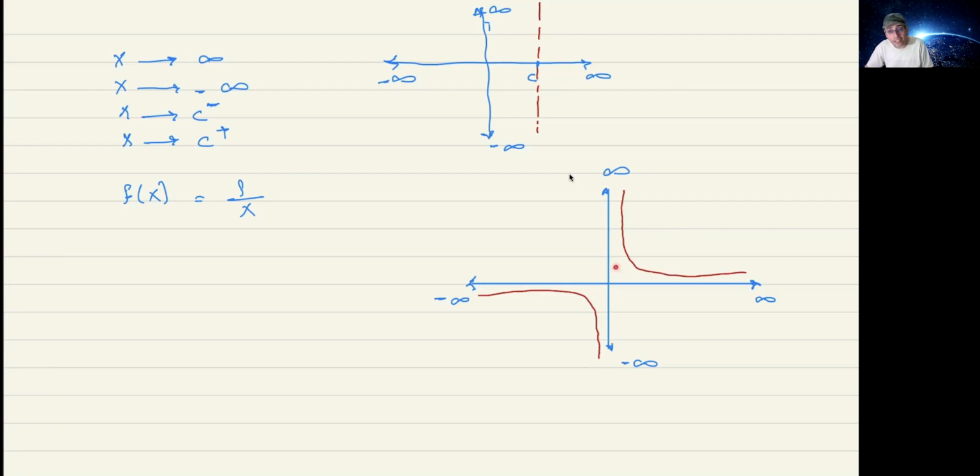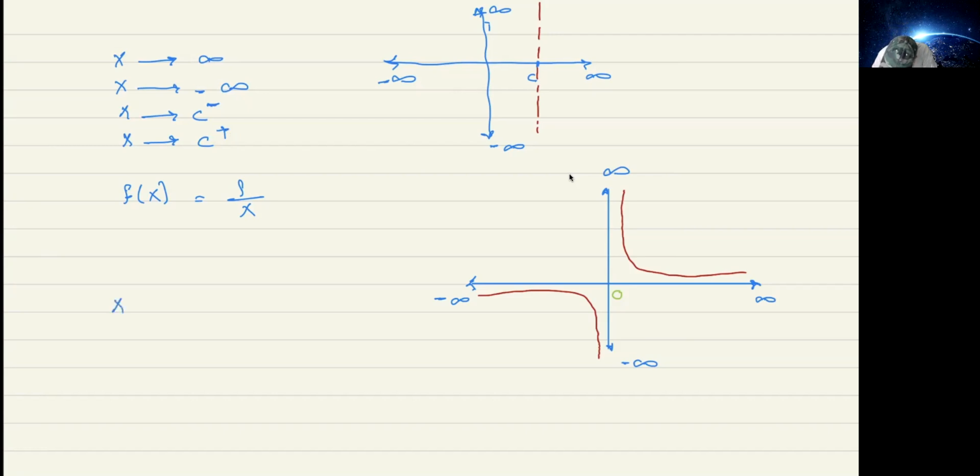Do you see this vertical line is 0. So I'm going to put 0 here. Let's say here with green, this is a 0. So now C is 0. So I'm going to describe here four points: when x goes to infinity, negative infinity, 0 minus, and 0 plus. So let's do that. We're going to test the behaviors together.